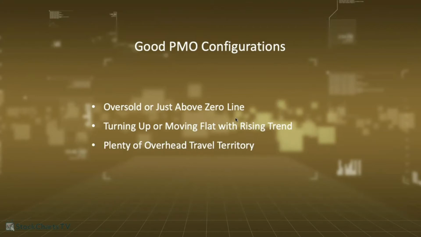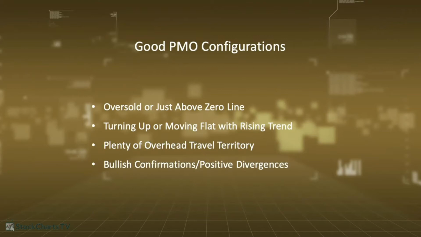We want to have plenty of overhead travel territory. So just because you've got this PMO that looks great and it's turning up, if it's near the top of its range, that means that stock is overbought and momentum is now overbought, and it is turning up, but it might be time for that pullback. So I prefer to have plenty of room for the PMO to travel to the upside. Doesn't mean that if you picked one that's overbought and rising, that it's not going to continue to rise. But I want to have it at the beginning of the move, or maybe just going into that move to the upside.